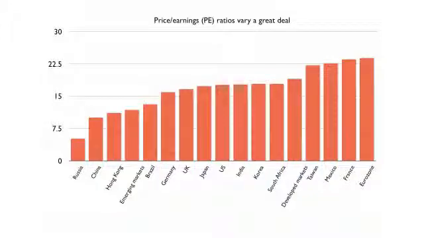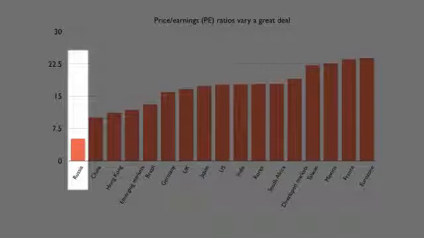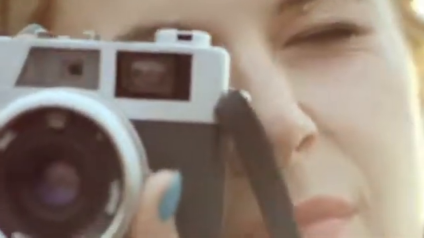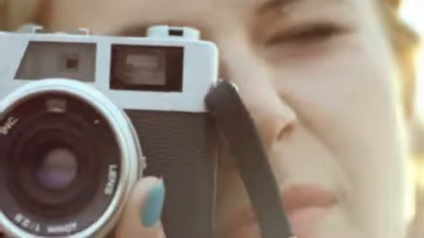PEs vary a lot, however. Russia is one of the cheapest markets in the world with a PE of just 5, while the Eurozone appears to be one of the most expensive with a PE of 24. But the PE doesn't give you the full picture. It's a snapshot of an investment at a particular time.